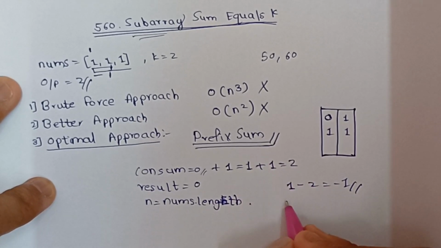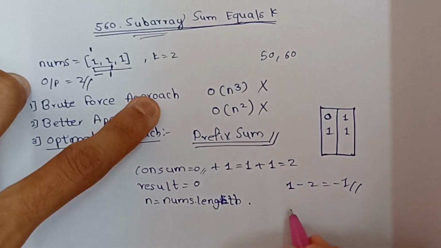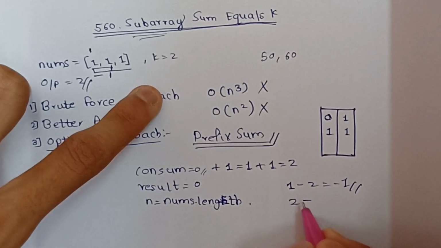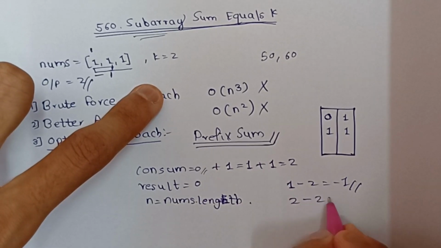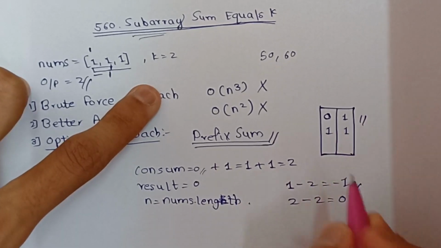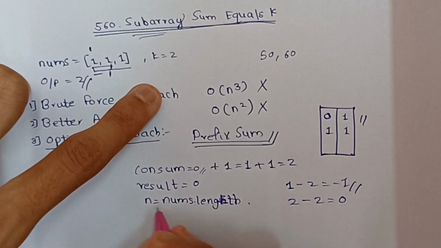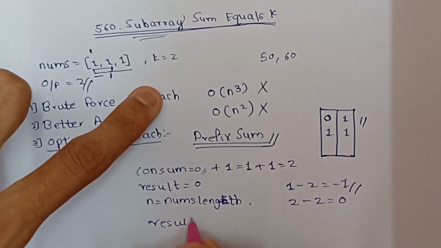Now we will implement consecutive sum minus k. 2 minus 2 which is 0, which is in the hash map. Then it is in the hash map, so we will increment result. Now result becomes 1.